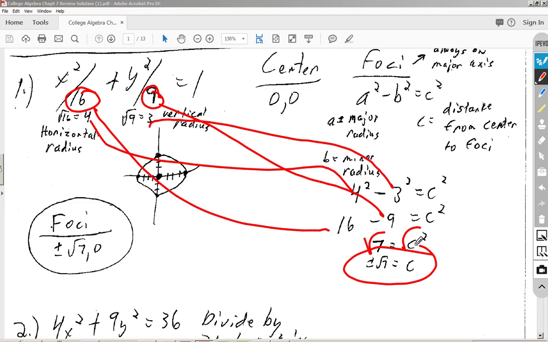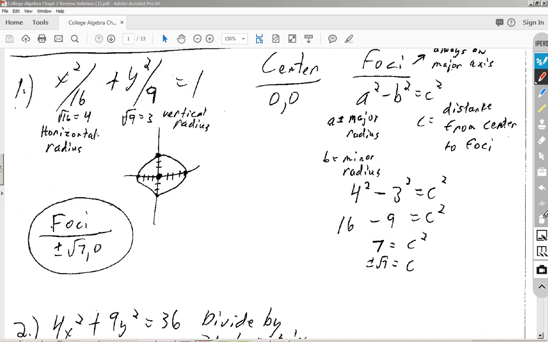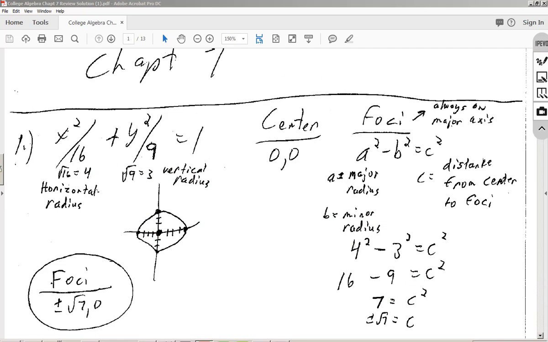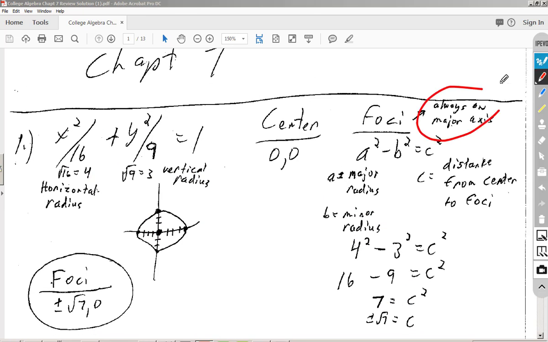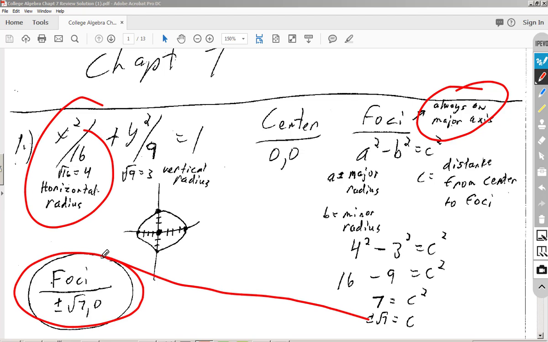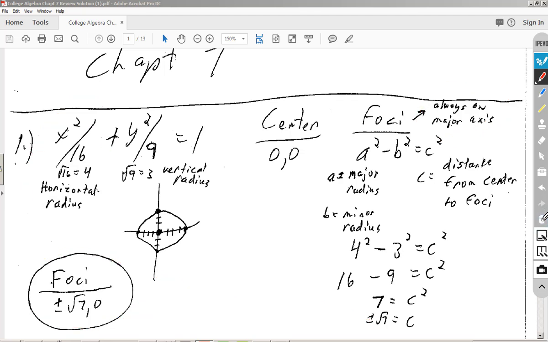And remember, c is the distance from the center to its focus. So remember, your focus is always on your major axis. Since our major axis is the x, when I actually go to list this as an ordered pair, I list that as plus minus the square root of 7, and 0. And that is graphing and finding the foci of number 1.